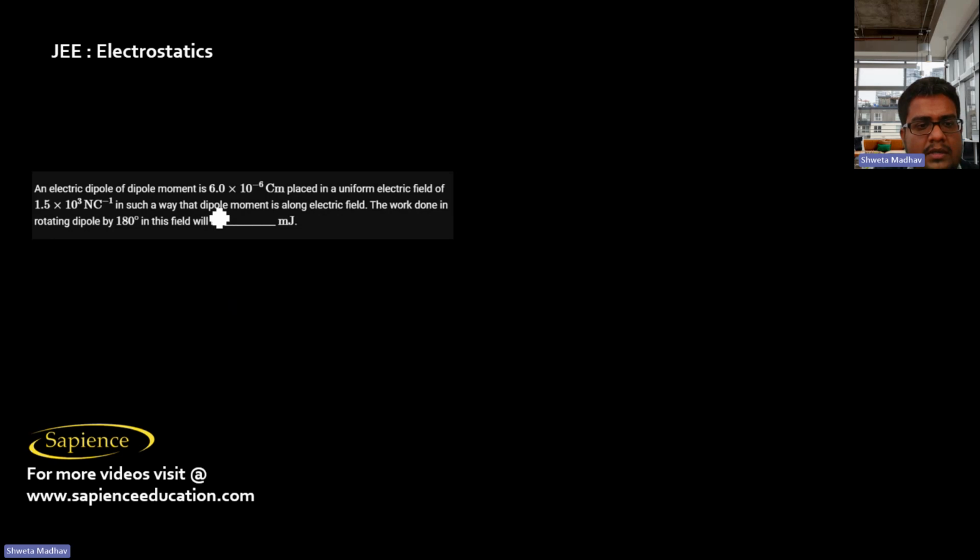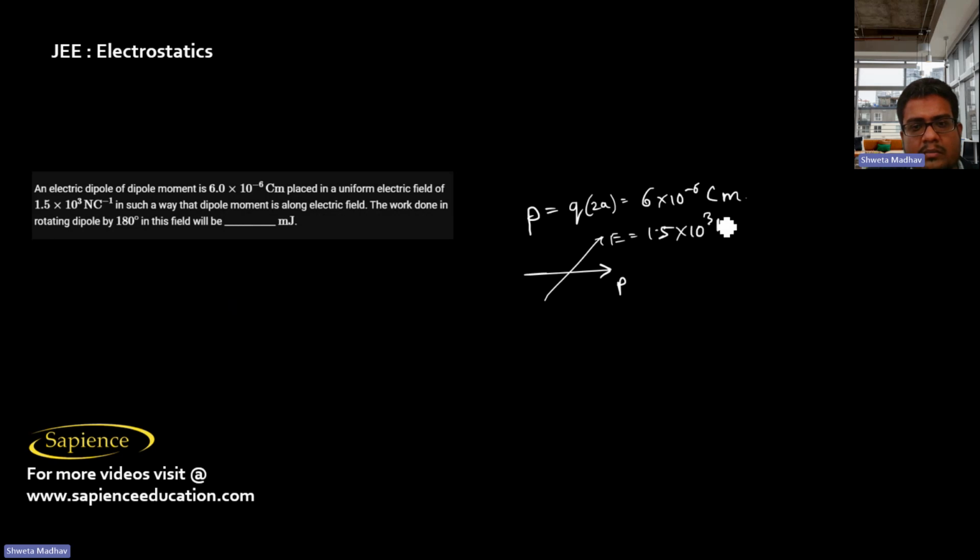Here it is told an electric dipole of dipole moment P, that is Q into 2A, equal to 6 into 10 power minus 6 coulomb meter, is placed in a uniform electric field E equal to 1.5 into 10 power 3 Newton per coulomb, in such a way that the dipole moment is along the electric field.